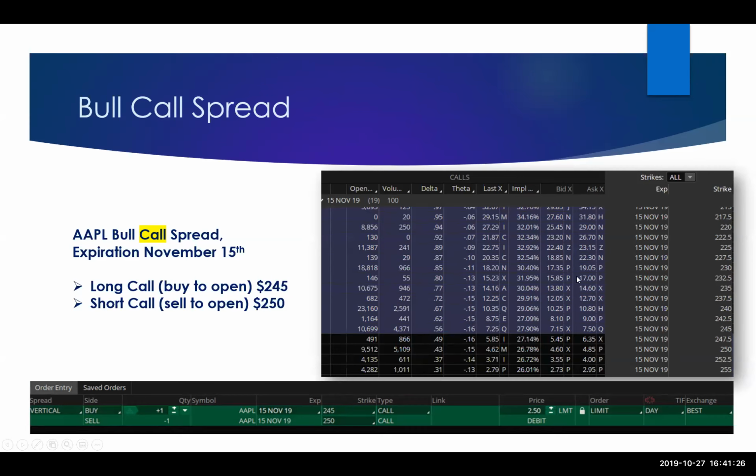Both of them will expire at the same time. Remember, you're buying one, you're selling the other in the same expiration, the same type, calls, but with a different strike. So again, here we're buying the $245 call, and we're selling the $250 call. That's this one right here, the $250 call, for a net debit.